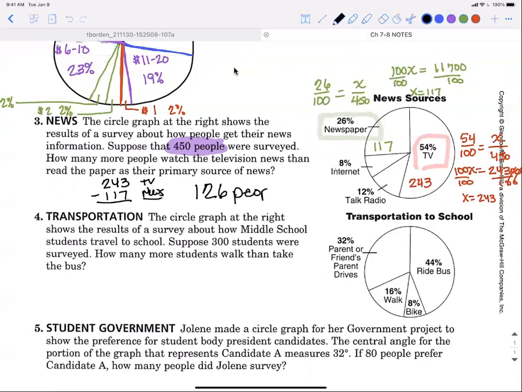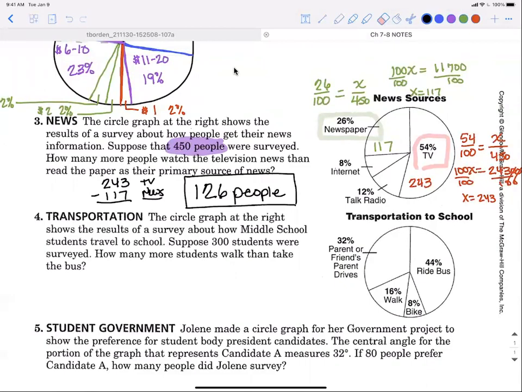Always use the wording of the story problem to know how to answer your story problem. If it asks the number of people, answer it as people. If it asks the number of dollars, answer it as dollars. If it asks us the number of roses, then your answer would be roses. So always make sure that your answer matches the question that was asked of you in the problem.